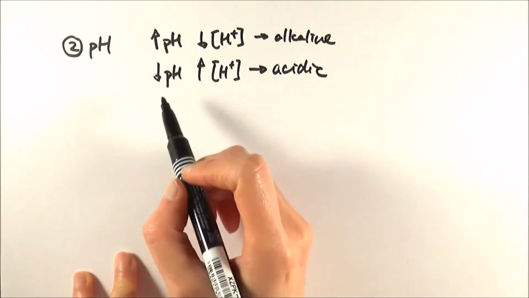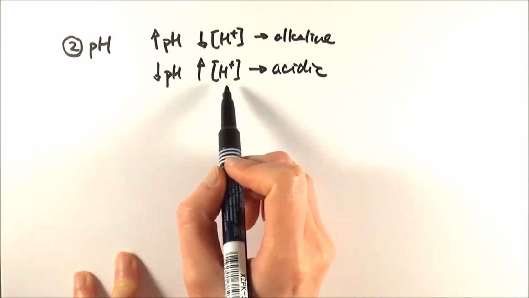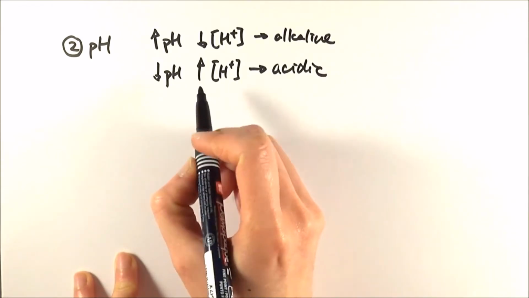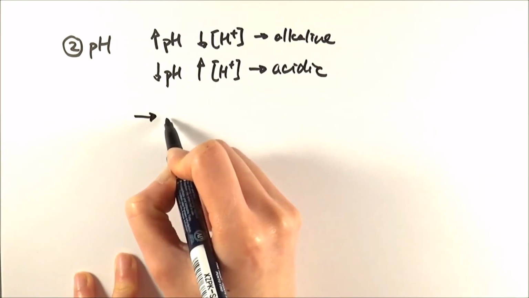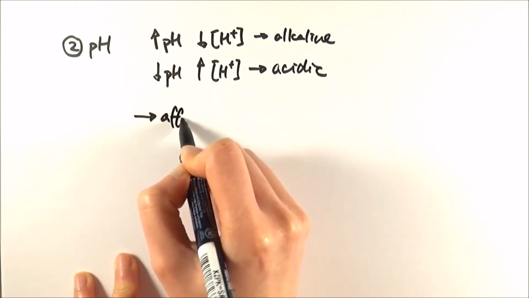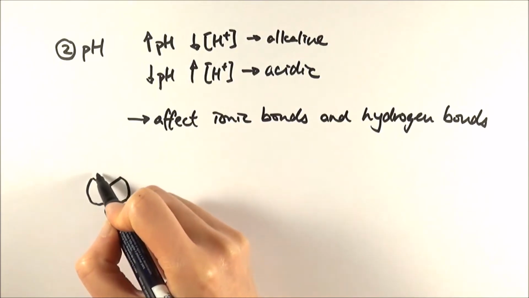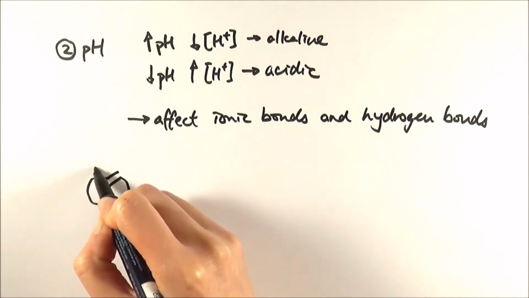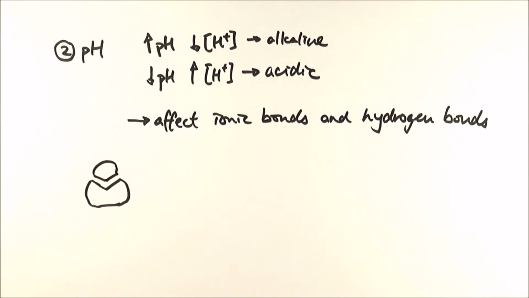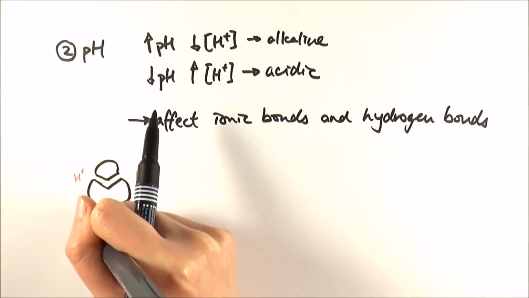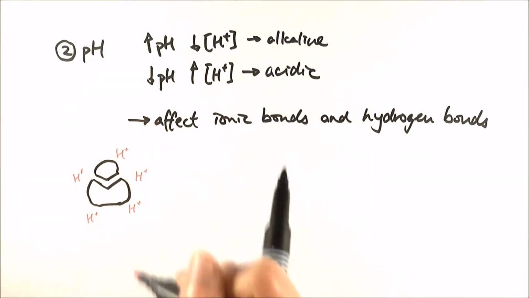And because we say pH correlates to proton concentration, we say that it affects two particular bonds, which are ionic bonds and also hydrogen bonds. Let's say we have an enzyme that looks like this, and it will normally fit a substrate that looks like that. In that particular situation, we've got just a few protons floating about, let's say maybe 5 of them.